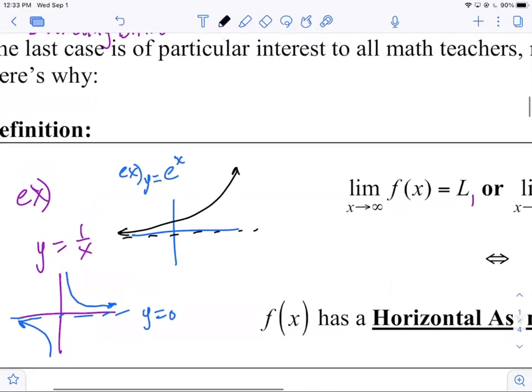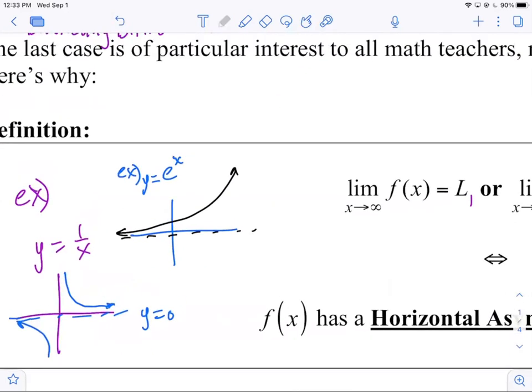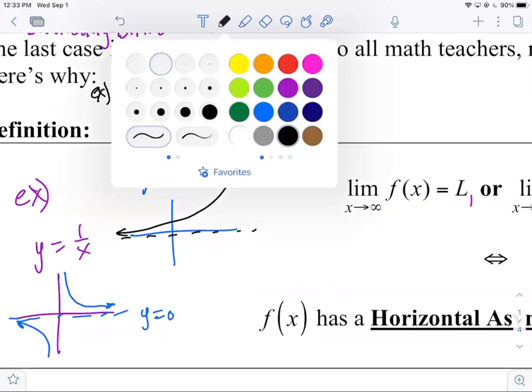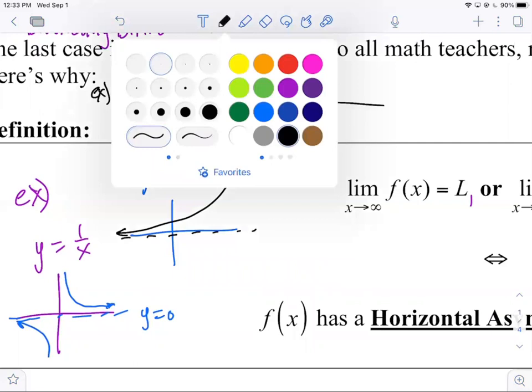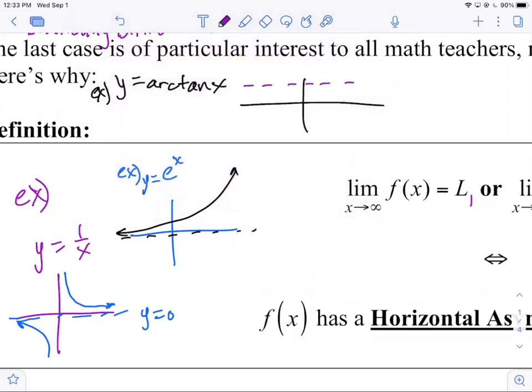And then we have another example that is going to become a parent function. Y equals arctangent of x. It'll show up later in the year. And here's what it looks like. Arctangent of x has 2 horizontal asymptotes, one at pi halves, one at negative pi halves, and it approaches one of them as you go out that way and the other one as you go out this way.